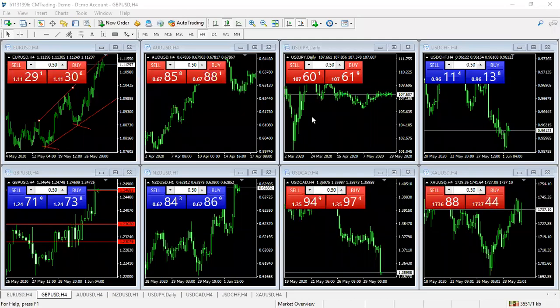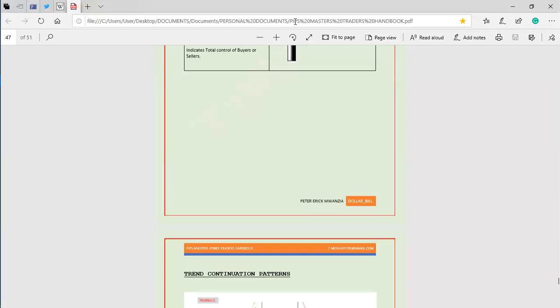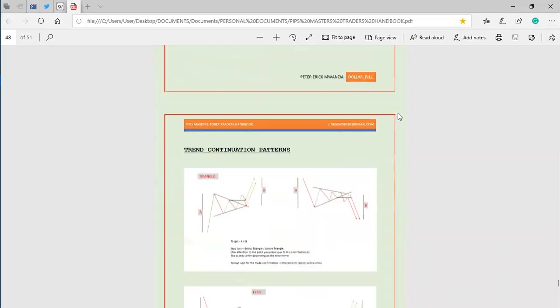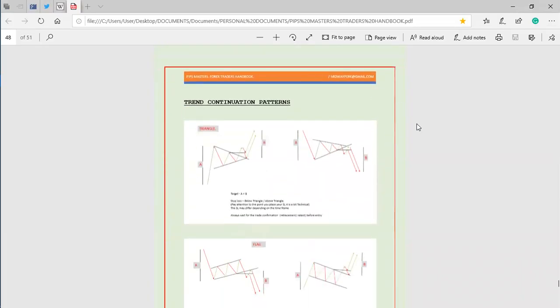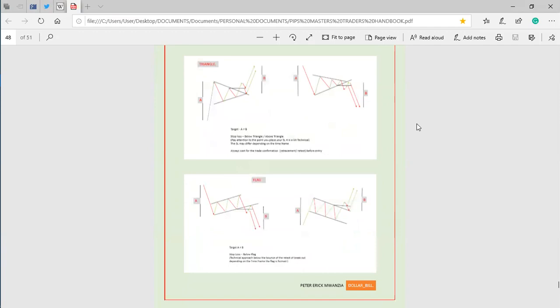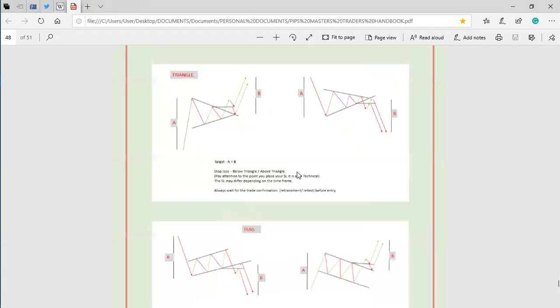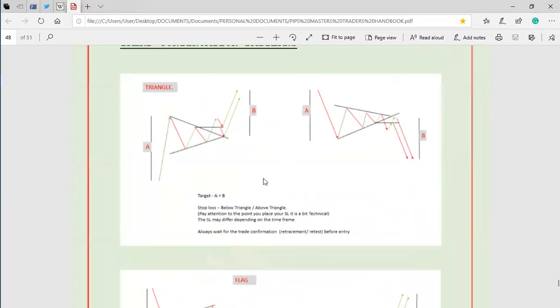So yeah, we're going to be talking about easy trend continuation patterns, not trend reversal patterns. The first thing is we go and look at the patterns. So, the triangle. What you need to know about the triangle is where to place your stop loss and your take profit.